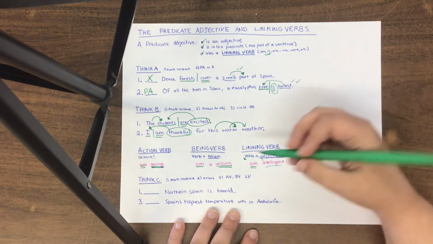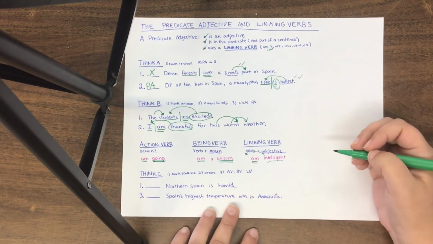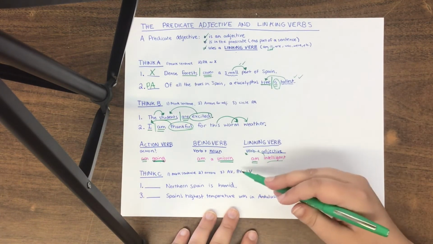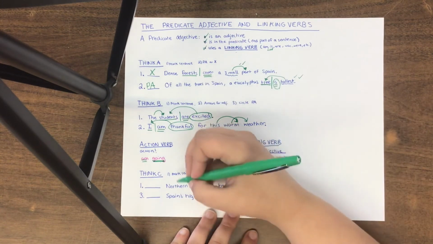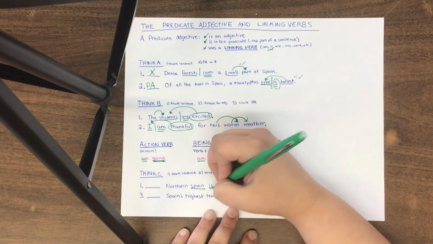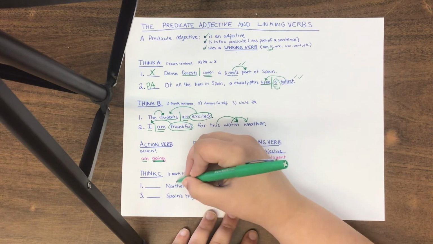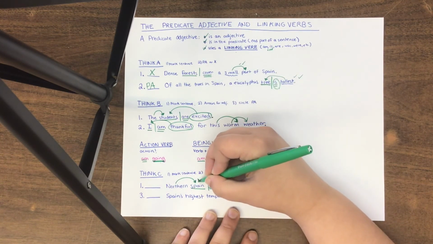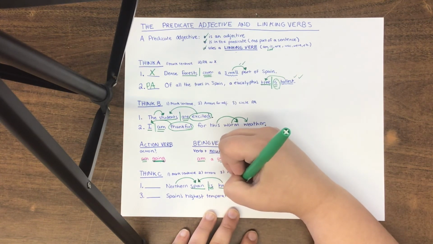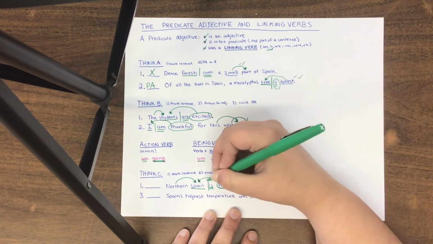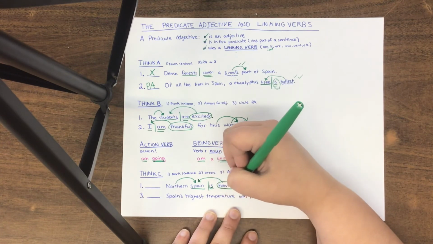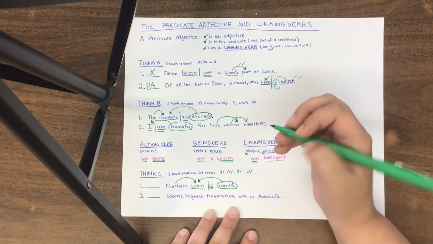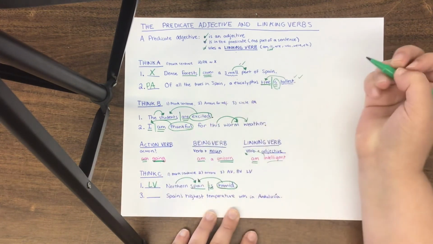So let's try that out for a minute with Think C. First, we're going to mark the sentence. Second, we're going to arrow all of our adjectives. And then we're going to figure out, is the verb action, being, or linking? So here we go. Northern Spain is humid. So northern is talking about Spain, and humid is also linking back to Spain. Humid is indeed an adjective, and so if my being verb is followed by an adjective, it actually is a linking verb. So if there's an adjective there, I'm going to put LV for linking verb.